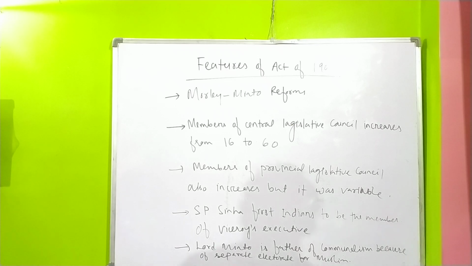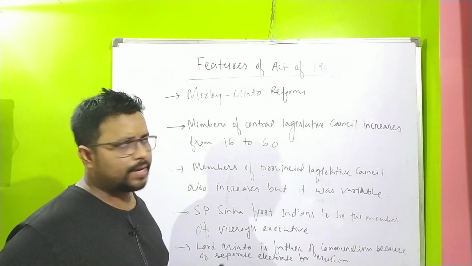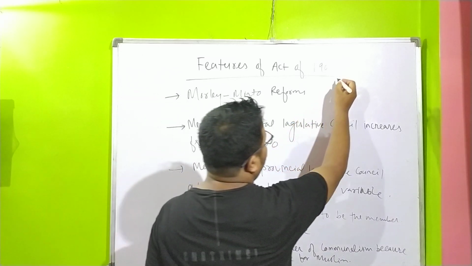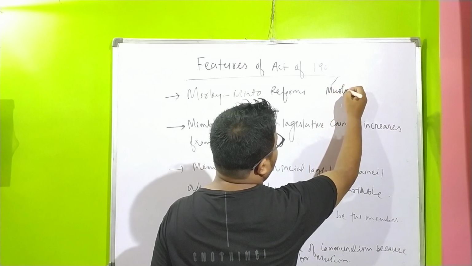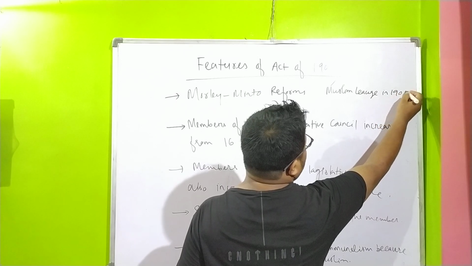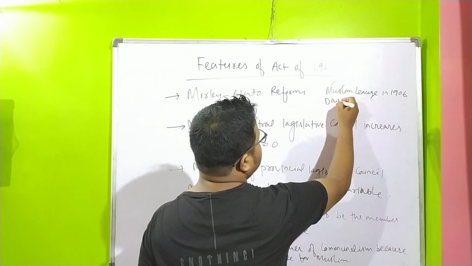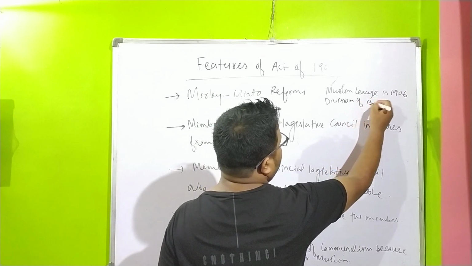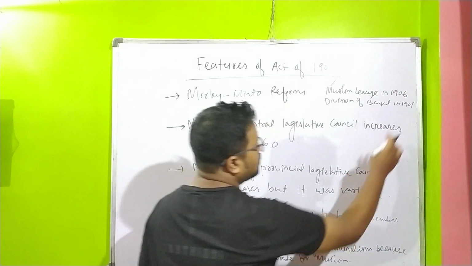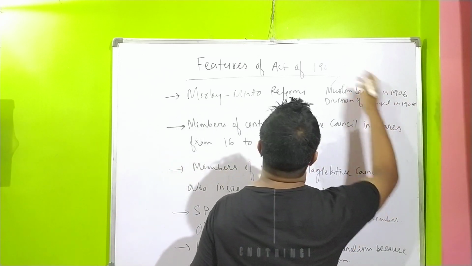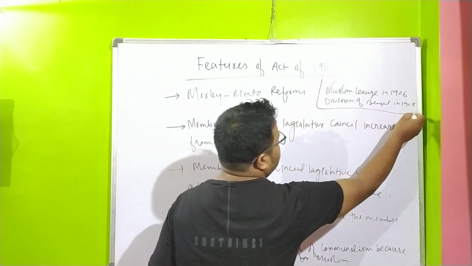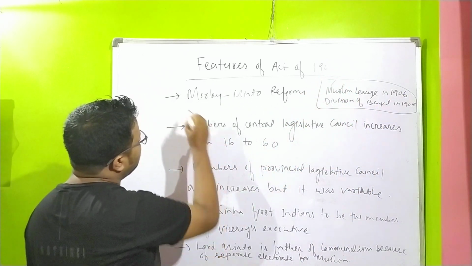Now, the features of the Act of 1909. The background behind it was the formation of the Muslim League in 1906 and the division of Bengal in 1905 by Lord Curzon. So these are the background behind the Act of 1909.